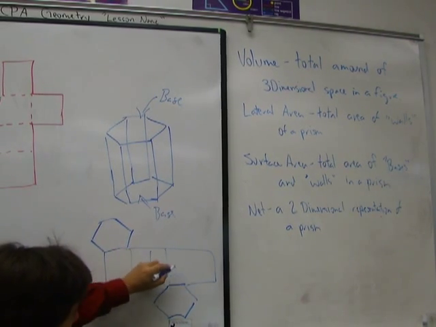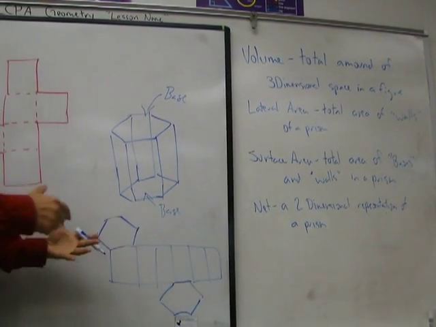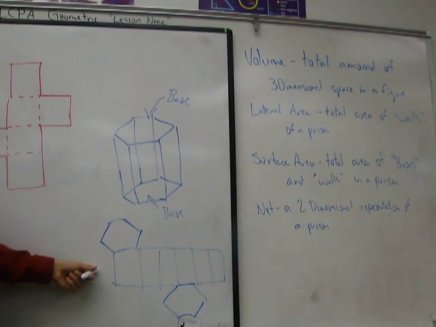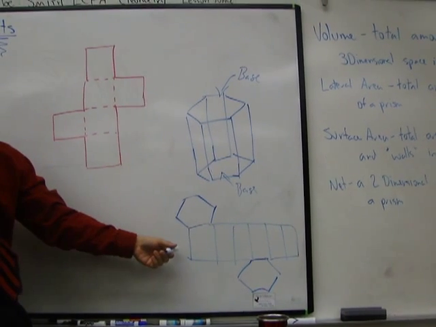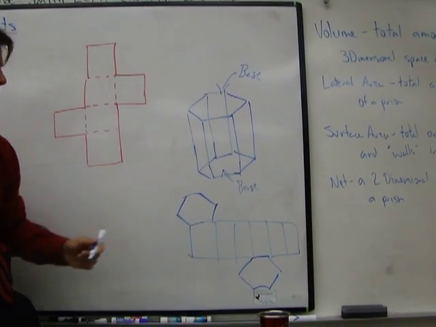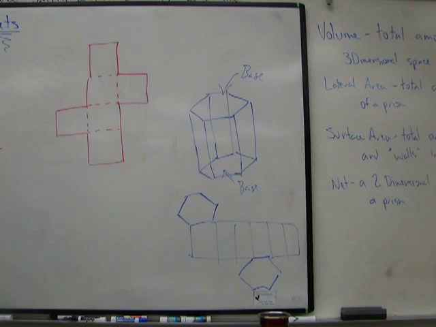You see how that works? The rectangle folds around it. This is what this would look like. So this would be a net of a hexagonal prism. It's been unfolded. Okay? So what we have here are nets.